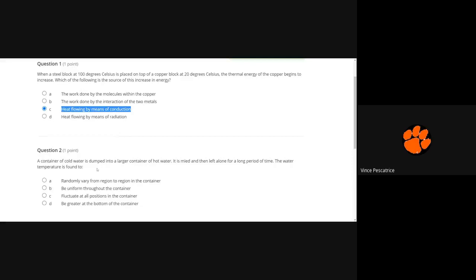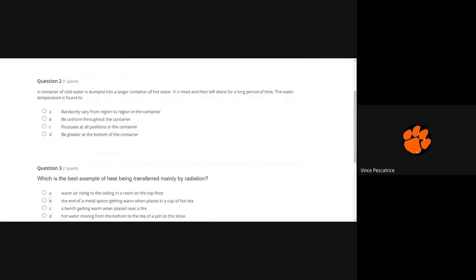Conduction is the transfer of heat or energy by touching, the physical touching of the particles. Radiation is the opposite of conduction, basically. It's done by waves, without a medium or anything to transfer it. So it's not D, it is C. C is the correct answer.